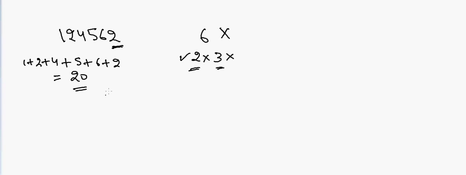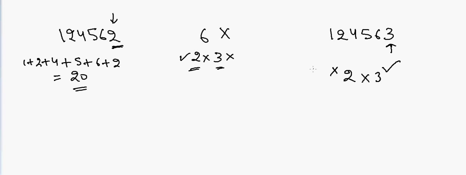We can modify this by adding one more number. If I add one more number here, then it will become 124563. But now this number is divisible by 3 but not by 2. So still, if we talk about 6, it will not be divisible by 6.